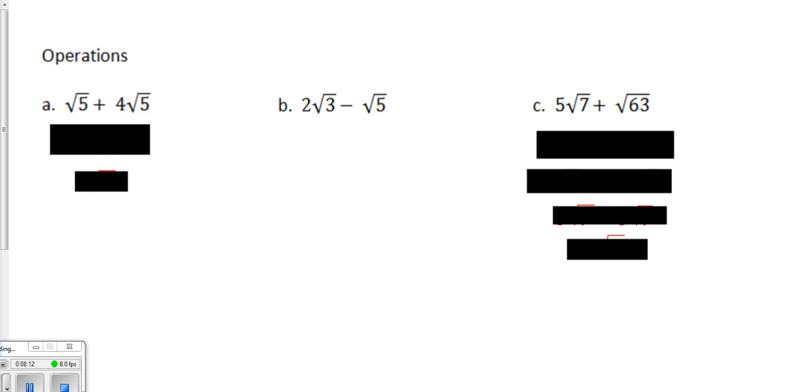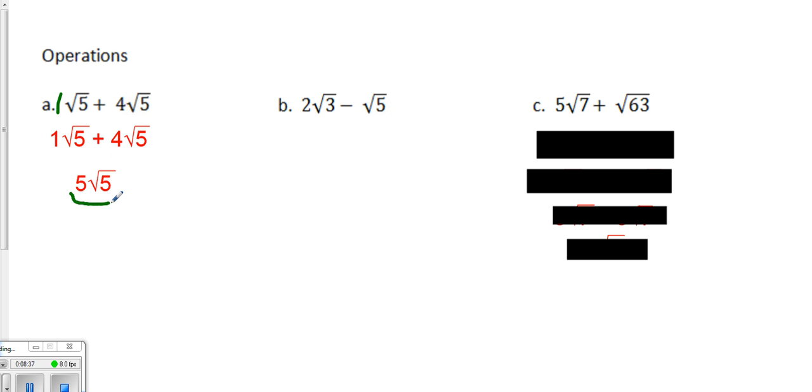Now let's look at some operations. If we are just adding square root of 5 plus 4 square roots of 5. Now notice on this one, there's just 1 square root of 5 here. So if we have 1 square root of 5 plus 4 square roots of 5, since these do match, square root of 5 and square root of 5, we're asking ourselves, really, how many square roots of 5 are there? There would be 5 square roots of 5.